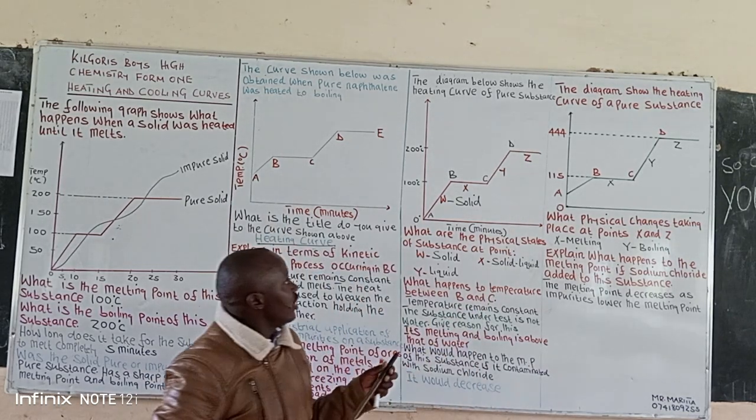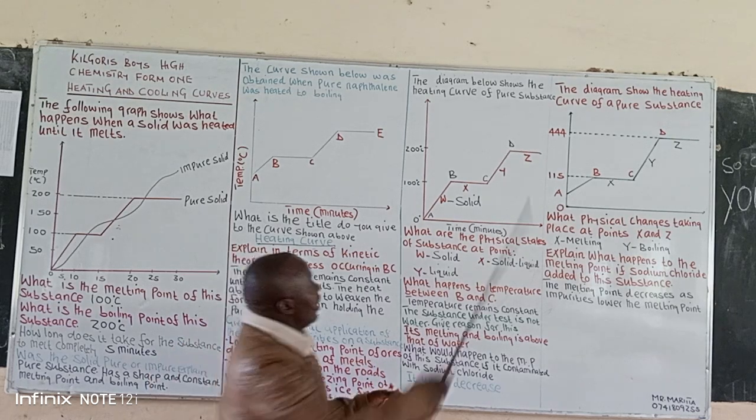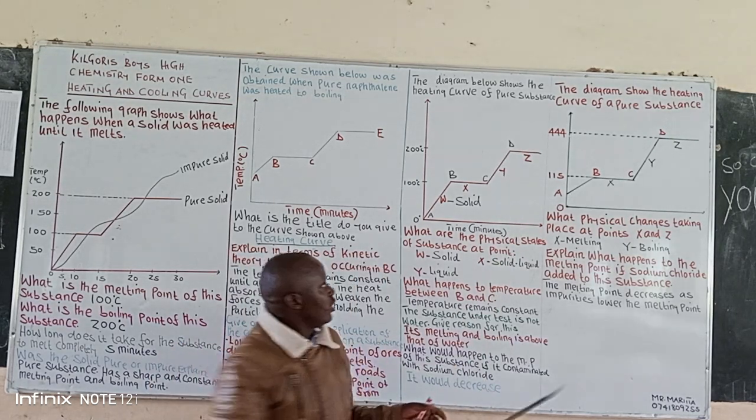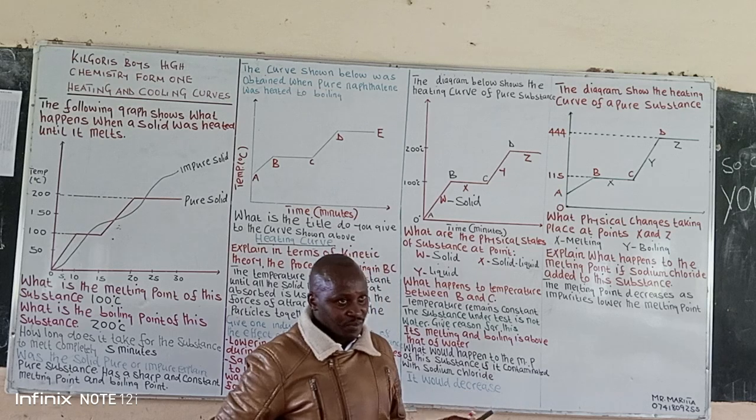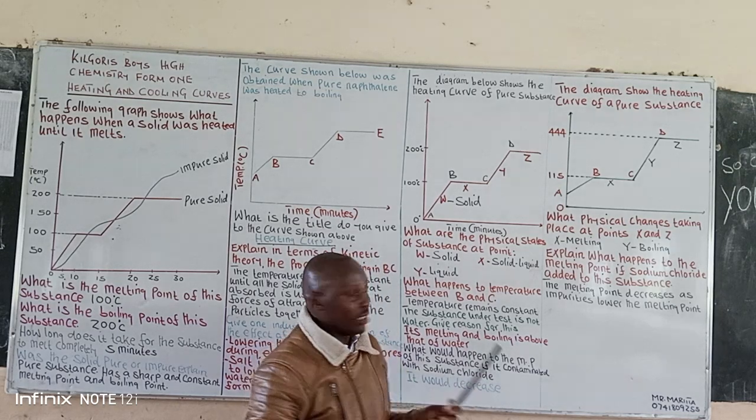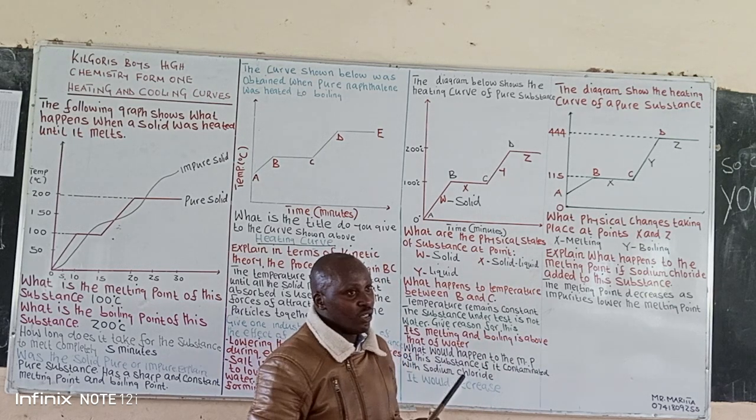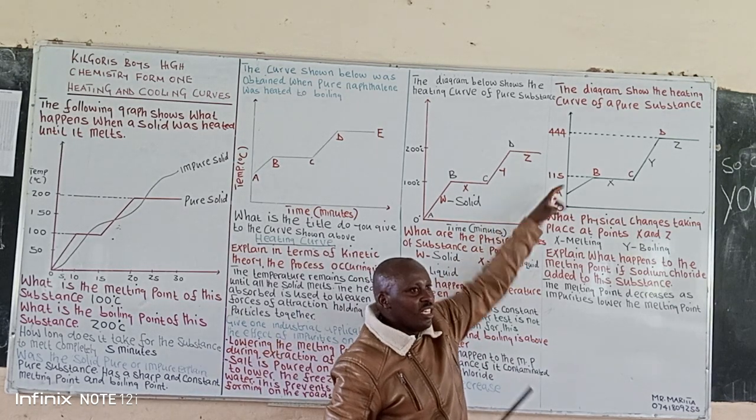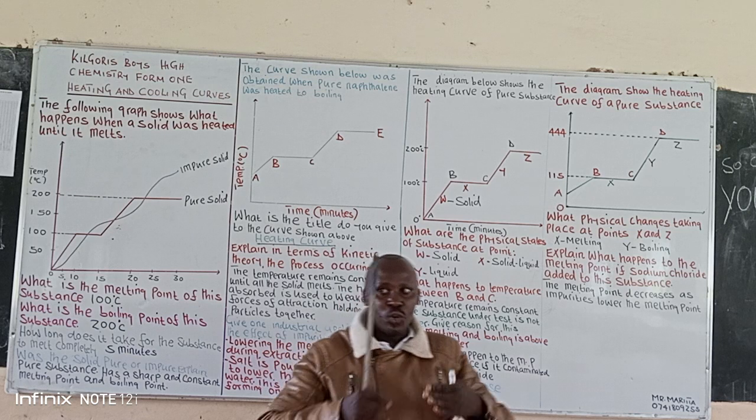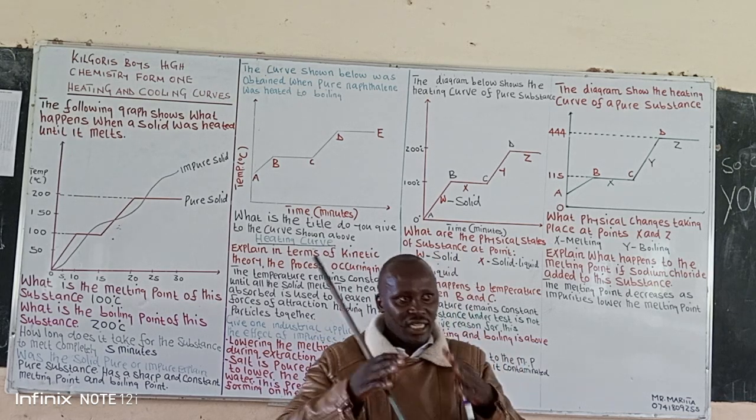The diagram shows the heating curve of a pure substance. So we have a pure substance here. You can see it is a pure substance because it has sharp melting and boiling points. And again, as you can see, this substance is not water. The substance being tested is not water.